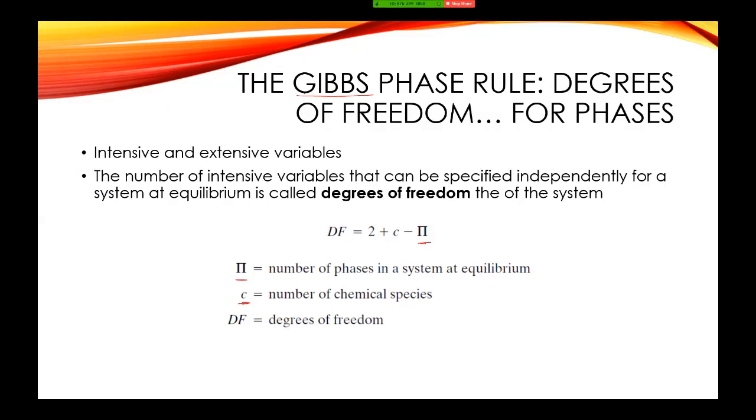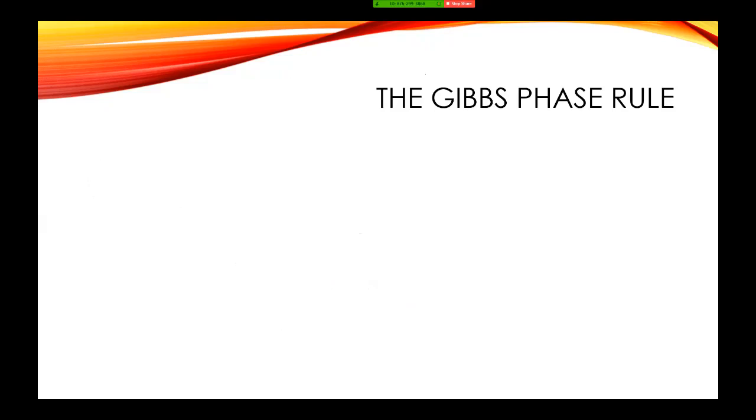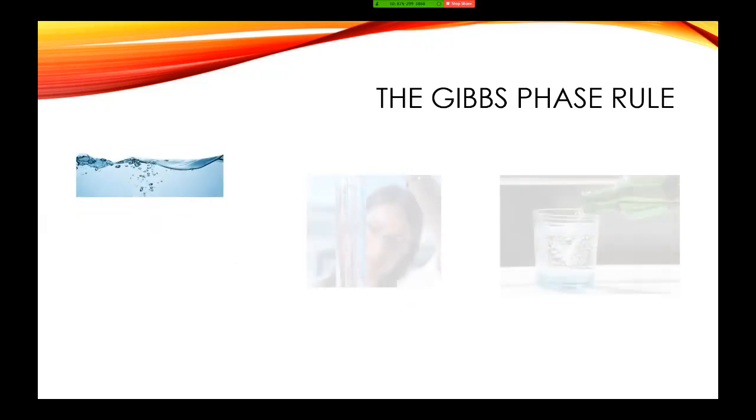So if you only have one phase, like a liquid phase, well, you choose 1. If you have, for example, a triple point, where you have 3 phases at the same time, well, 3, and so on. If you have a vapor-liquid equilibrium, 2 phases, and so on. So let's obtain a couple of degrees of freedom.